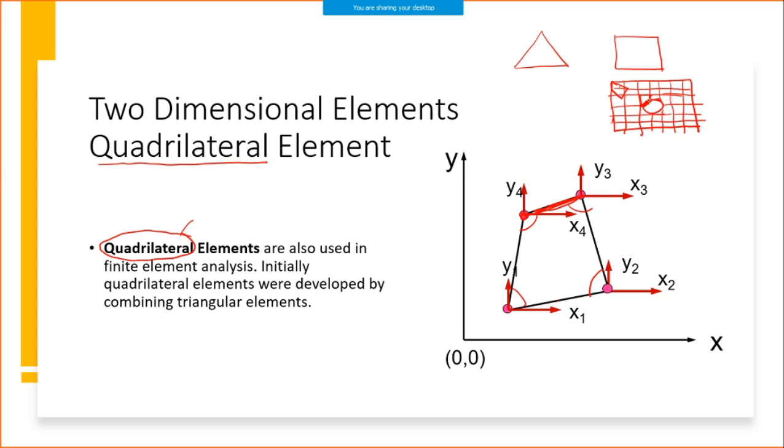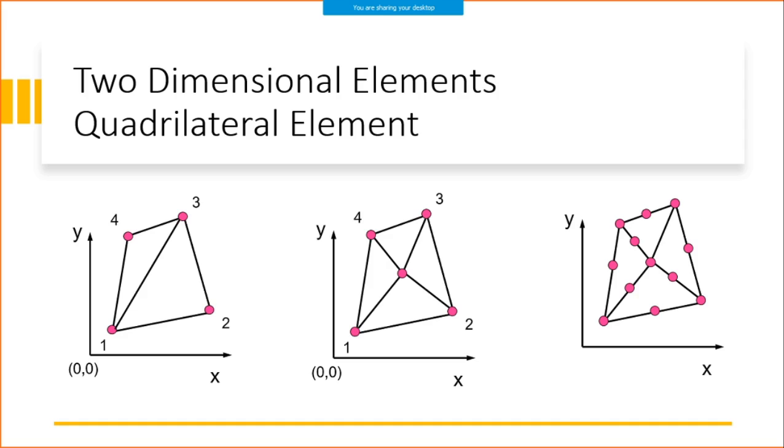If you are taking a rectangular element, I have to take this much area and I have to leave this much area, which is not representing the geometry of that particular model, and it may affect your simulation. That's the reason this quadrilateral element is mostly used in 2D analysis.